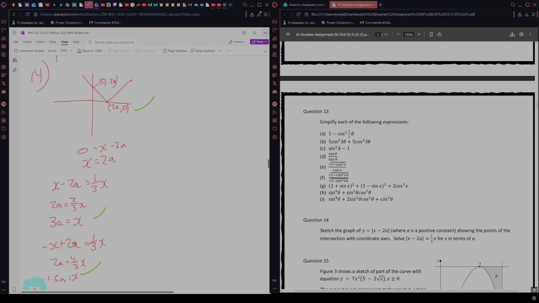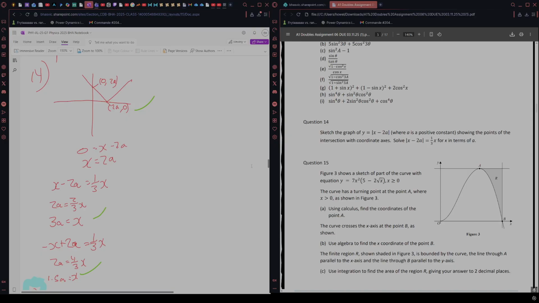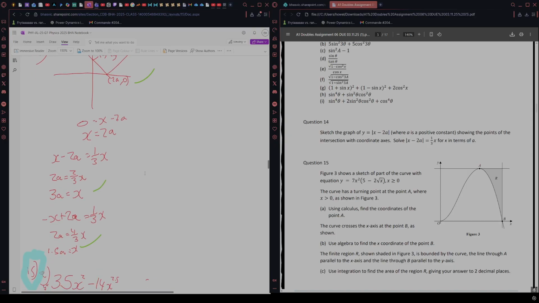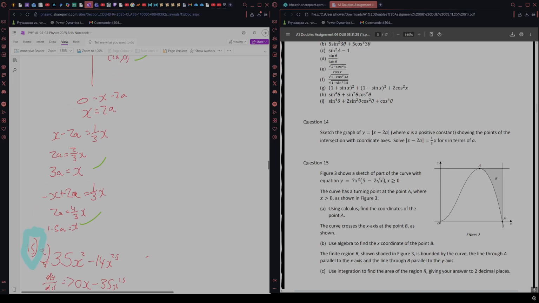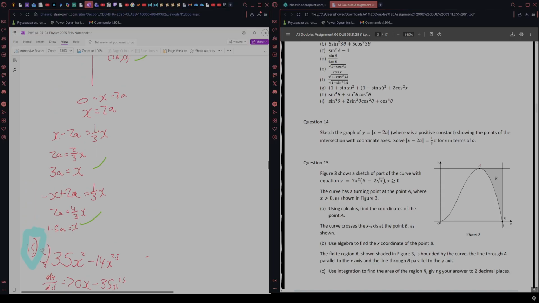Next question. This is the last question. This is an incredibly long question. There's just a lot of stuff you have to do. So firstly, you have to differentiate, so you just expand, find it in a good form, and then differentiate so you can get it in the form that you want it to be.